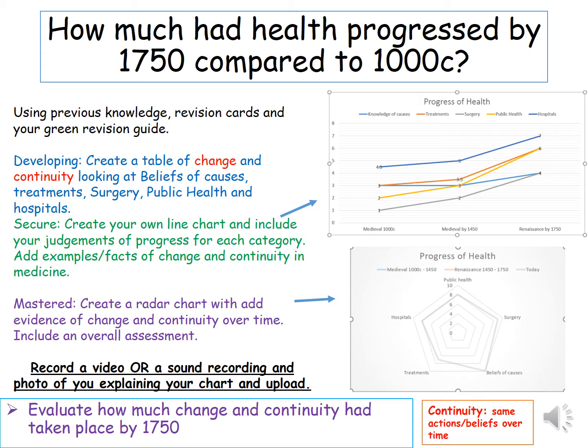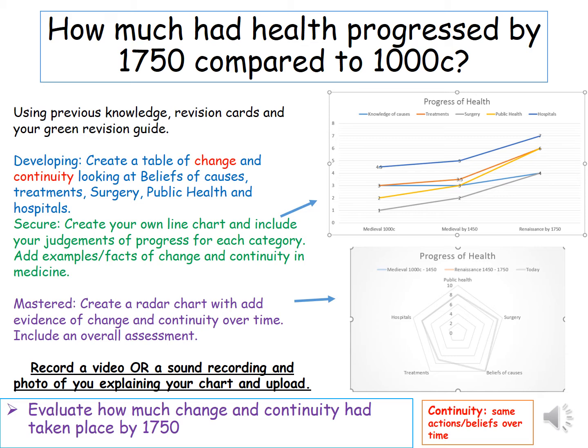And finally, we're looking actually how much progress has been made. We're looking at around 750 years worth of history, looking at the medieval period from circa 1000, so roughly around 1000, all the way up to 1750. We're comparing 2 time periods. So for the students that are developing, I would like you to create a list of all the knowledge, treatments, surgery, public health and hospitals and I would like you to compare how much change has taken place and how much has continued. So I would like a list of change and continuity.